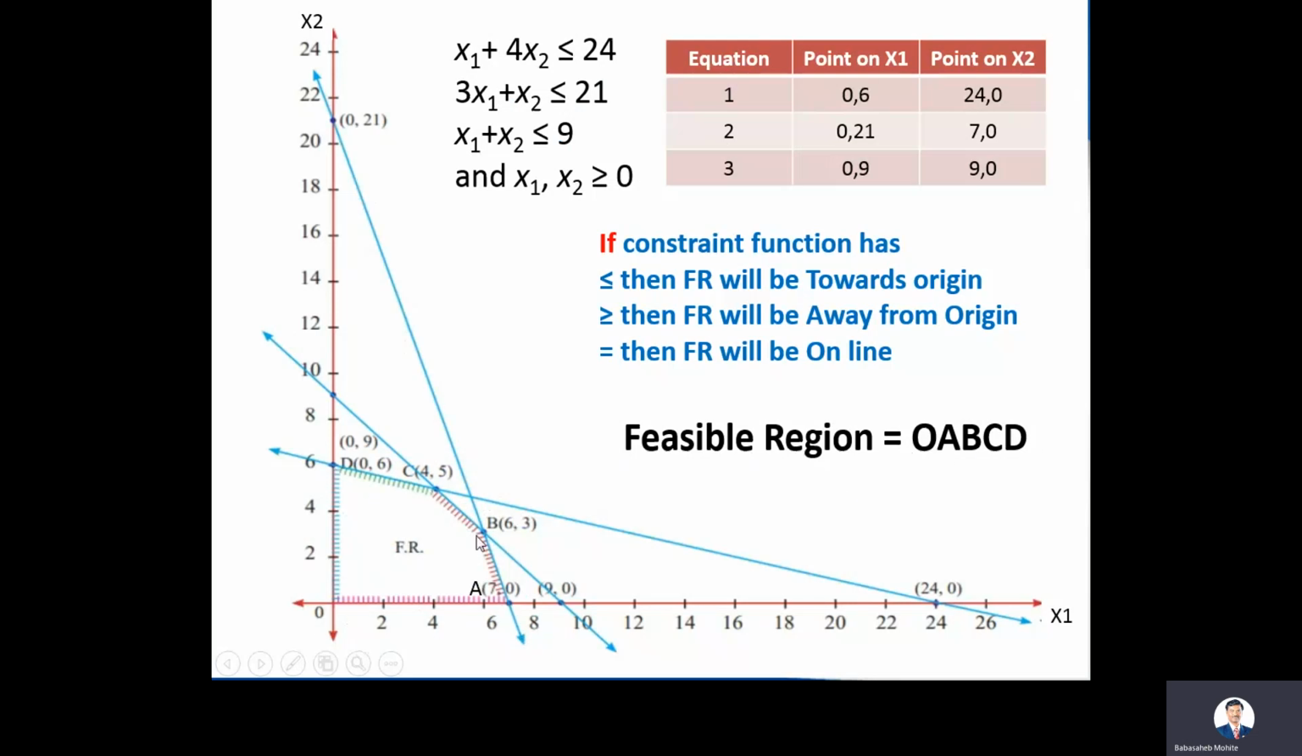From this, by naked eye, we can identify that the value of point D is 0, 6, point O is 0, 0, and point A is 7, 0. But with the naked eye, it is not possible to identify the value of point C and the value of point B. For that, you have to solve the equations.